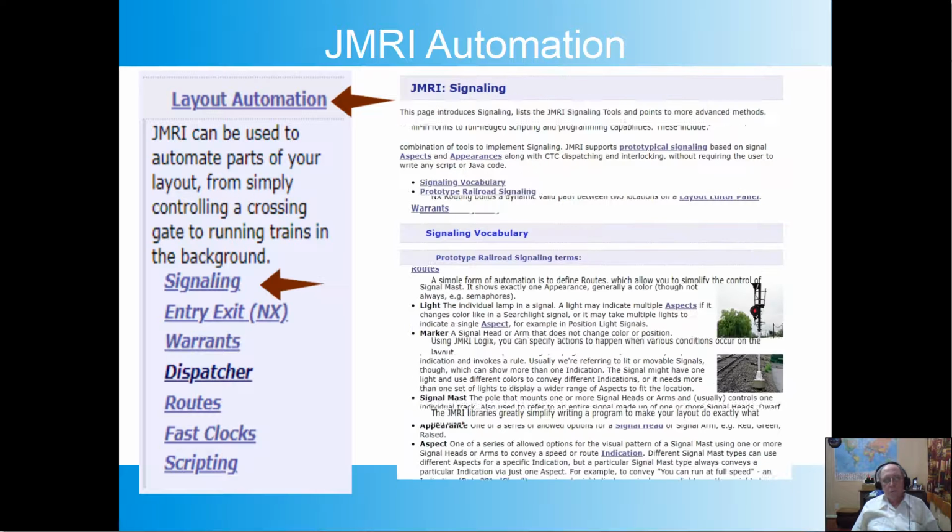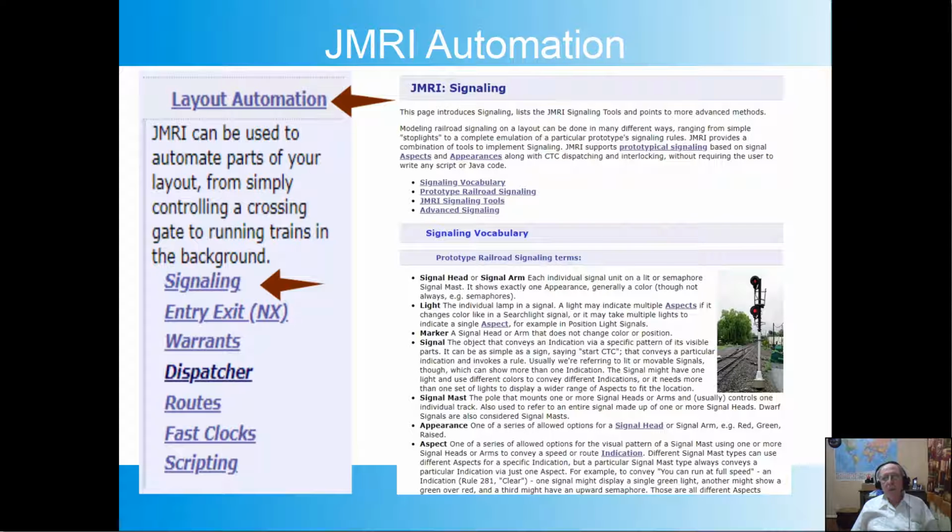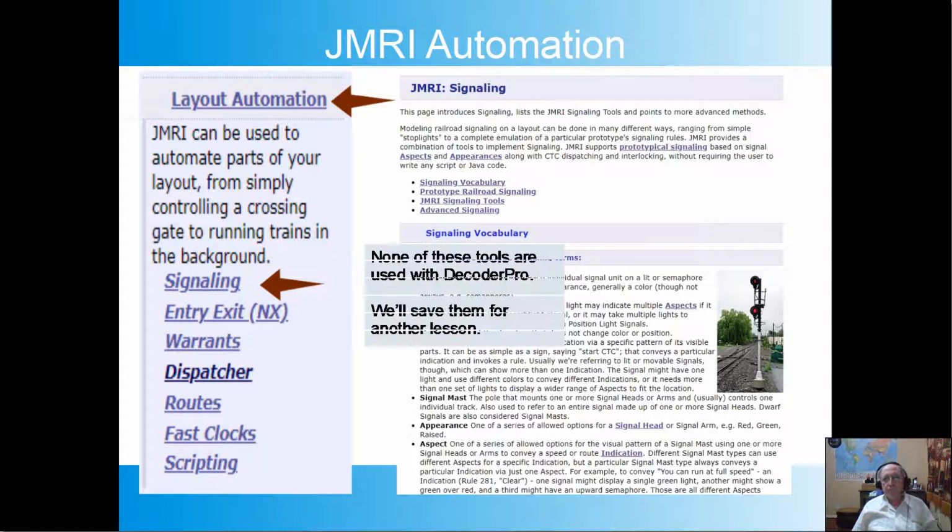For our example, we'll pick signaling. The right hand screen updates. And across the top, you get the hyperlinks where you could drop down into the page to particular subjects. So once you've read the document and you're a little bit familiar with it, you can jump down the document without having to scroll the whole page. So here we begin with the basics, signaling vocabulary. Again, DecoderPro does not use any of these automation tools, so we'll leave them for another lesson as well.